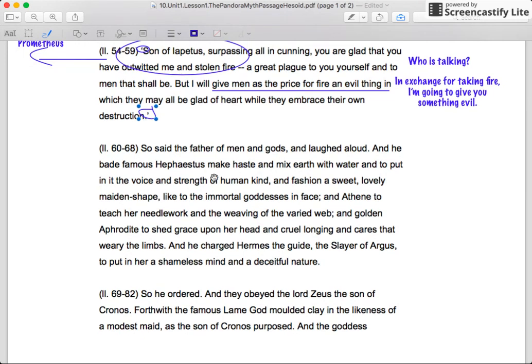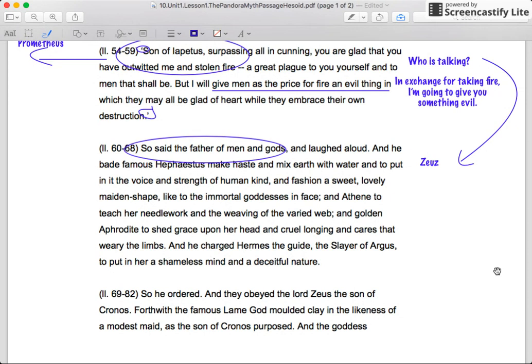So said the father of men and gods, and laughed aloud. So the father of men and gods. If we remember back to the Odyssey, right, we know that the head god, the father of everybody, is Zeus. So I'm going to write that down. So here we know that who's been talking and punishing or threatening to punish Prometheus is Zeus.